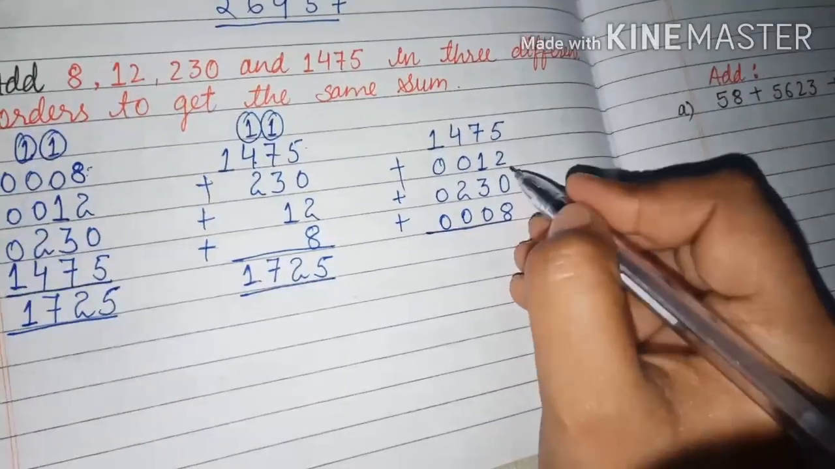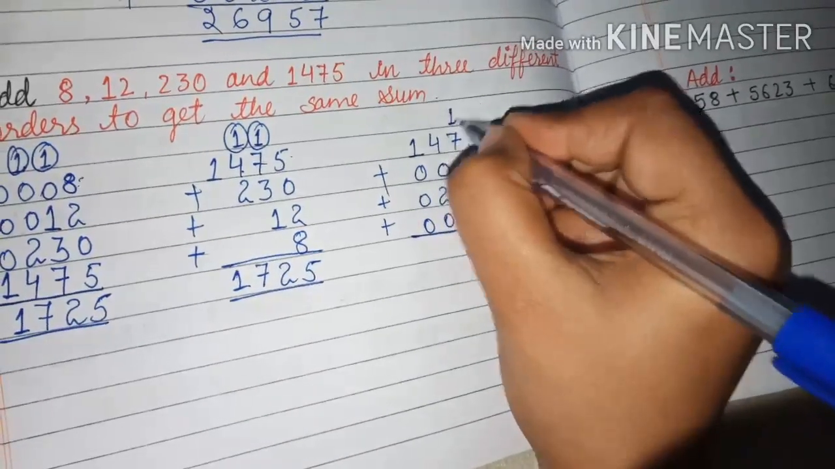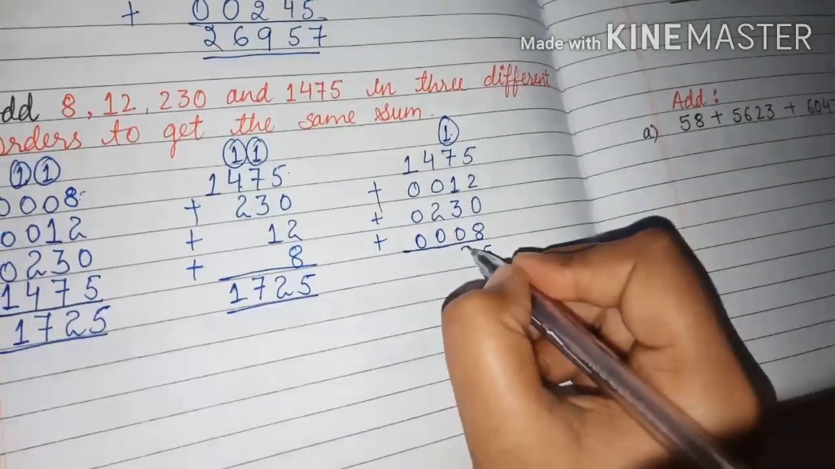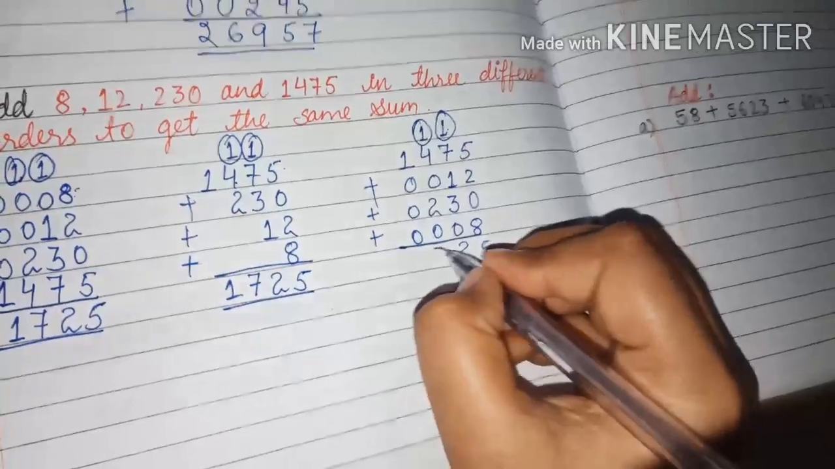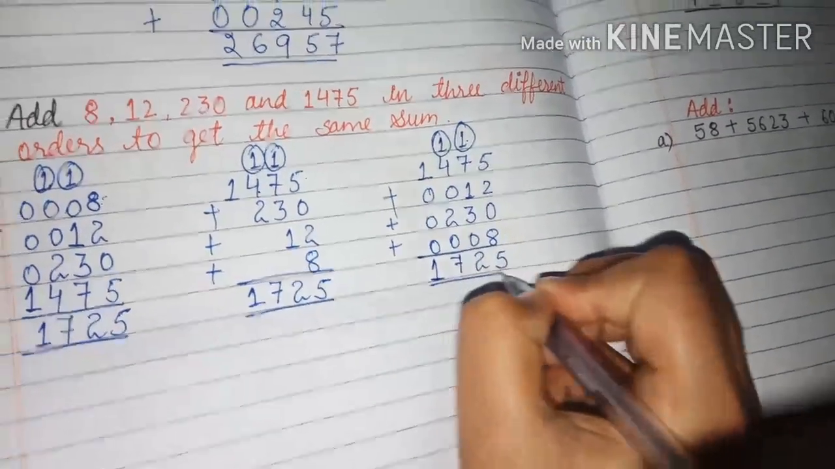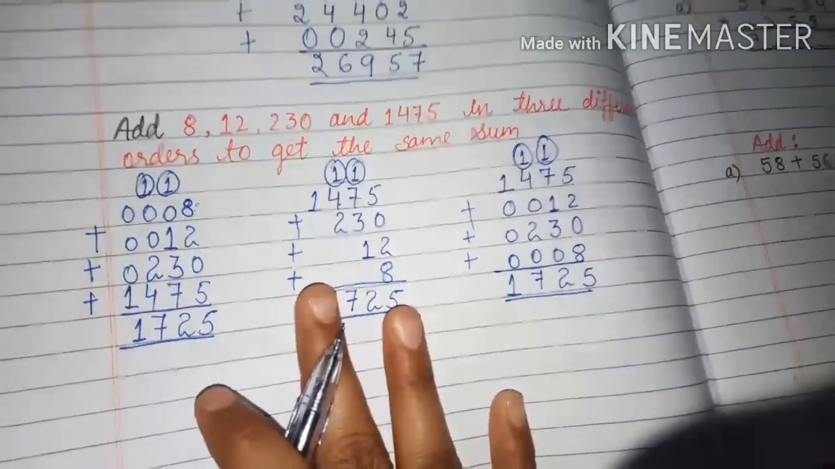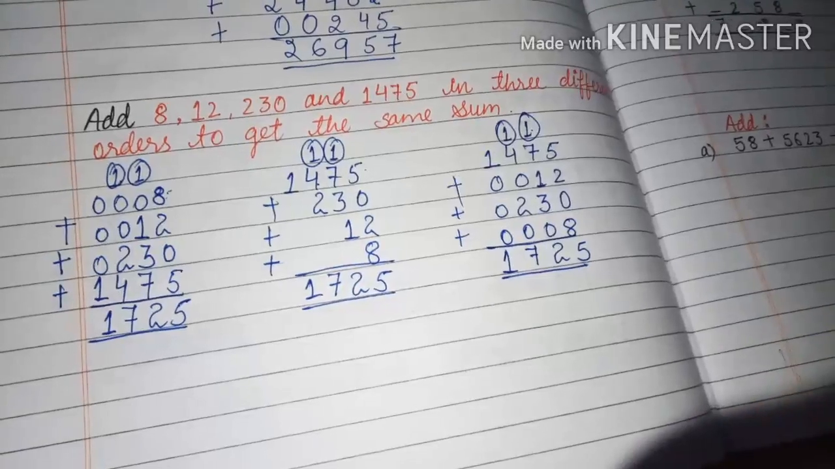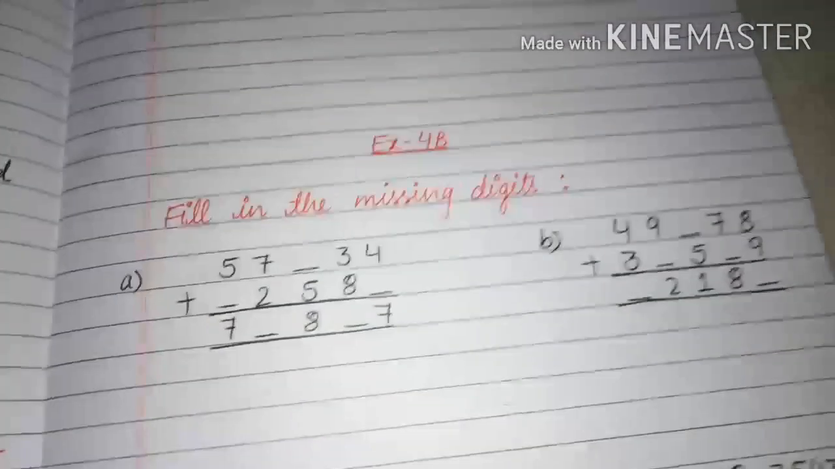Okay, 5 + 2 is 7, 7 + 8 is again 15, carry 1. 7 and 1 is 8, 8 and 1 is 9, 9 and 3 is 12, write 2 carry 1. 4 and 1 is 5, 6, 7 and again 1. So now you can see that all the answers are the same, which satisfies the statement of different orders getting the same sum. Okay, now a different type of question in this exercise, and that is find the sum.